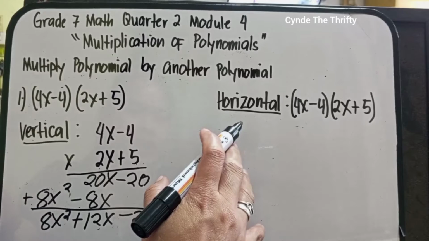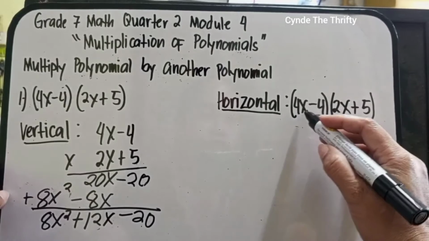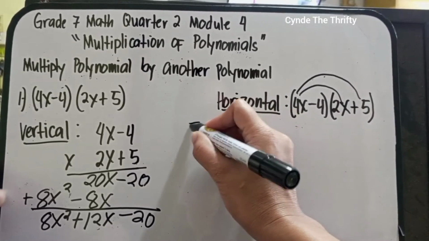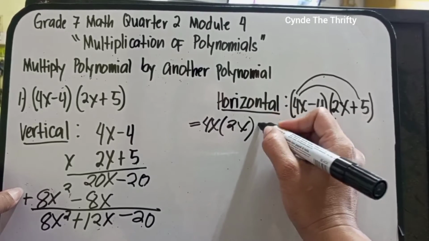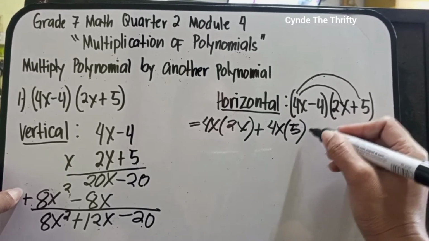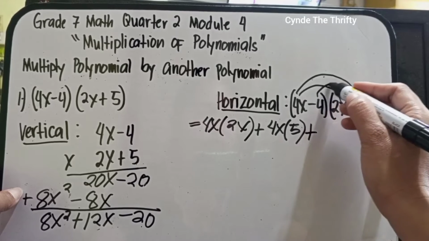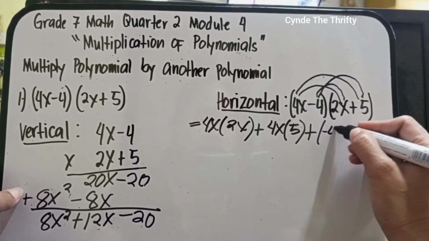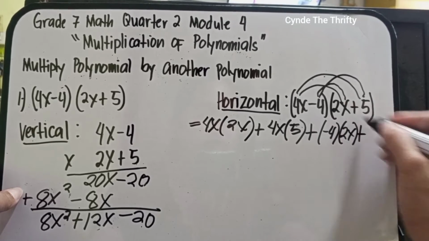So, itry naman natin sa horizontal na paraan. Sa horizontal is gagamitin natin ang distributive property. So, si 4x, i-multiply natin dito at dito. So, 4x times 2x plus 4x times 5. And then next is plus, ito naman si 4, i-multiply natin siya dito at i-multiply natin siya kay 5. So, negative 4 multiplied by 2x and then plus negative 4 multiplied by 5.